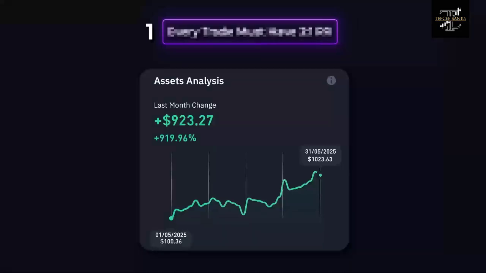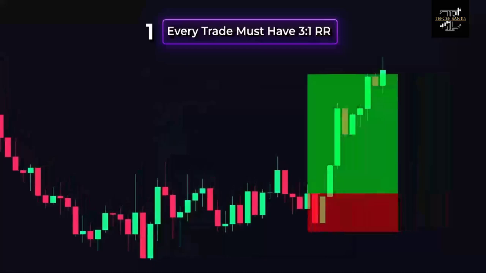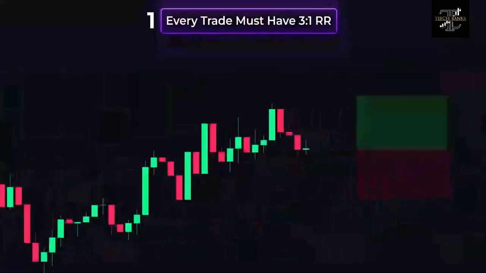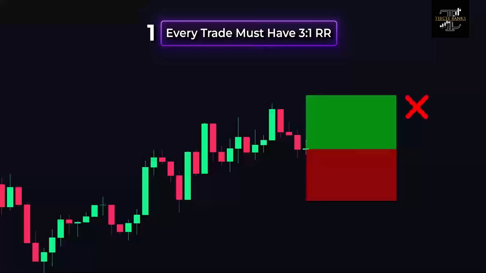This brings us to the first rule, which is every trade you take must have at least a 1 to 3 risk to reward. What that means is, if you're analyzing a trade, the profit potential must be at least 3 times the risk. So for example, if I'm risking $20 on a trade, then the profit potential should be at least $60.